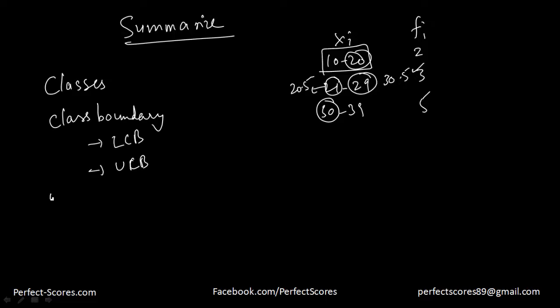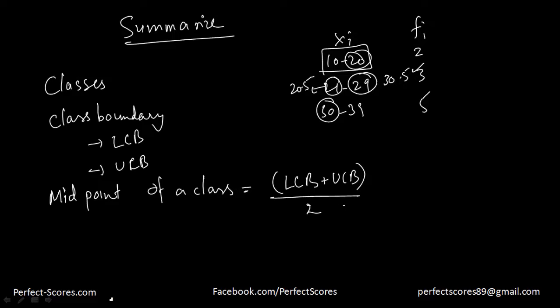Then you have something known as the midpoint of a class. The midpoint of a class is defined as the average of the lower class boundary and the upper class boundary, which means lower class boundary plus upper class boundary divided by 2. And then you have your class width, which is equal to the difference between the upper class boundary and the lower class boundary. This is calculated differently for each class. So I suppose you're understanding this point over here, guys.